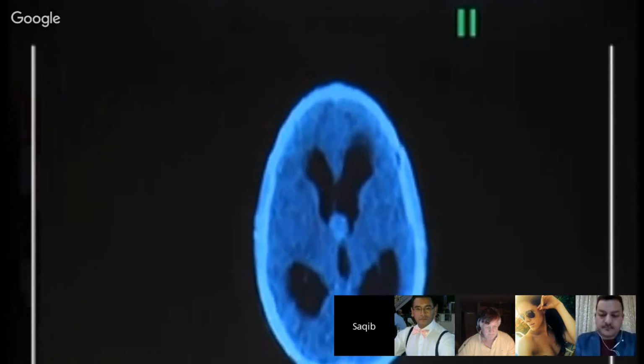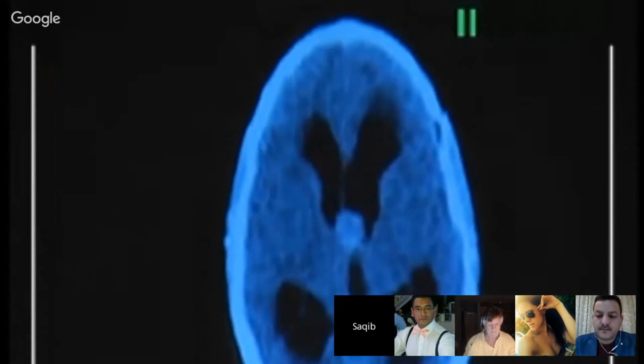How will you manage it? You can put in a shunt or you can take out this tumor. I mean, the patient may not need a shunt.